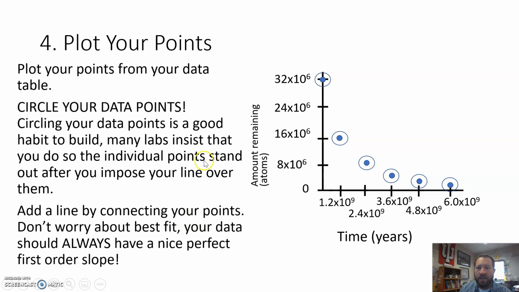And then finally, I'm going to connect my dots and make that nice, smooth curve that we're looking for. Don't worry about a line of best fit. If you've done your axes correctly, you're always going to have that smooth line that we're looking for. And again, if you have a straight line, it should be an indication that you did something wrong. So go back, look at what you did wrong. This is a good looking graph.